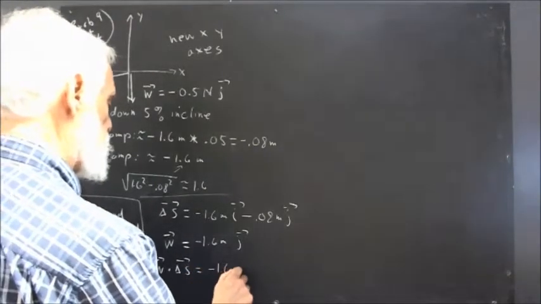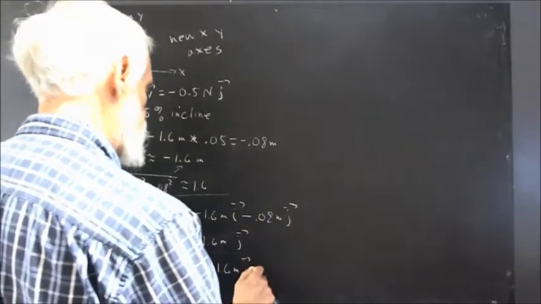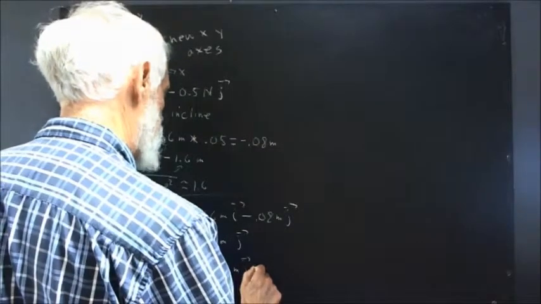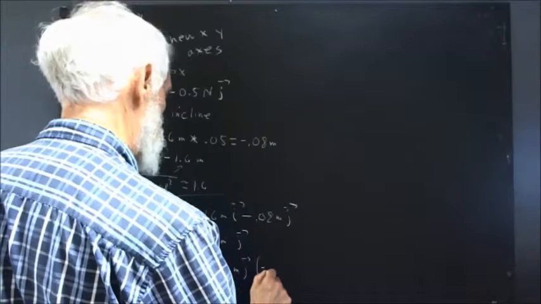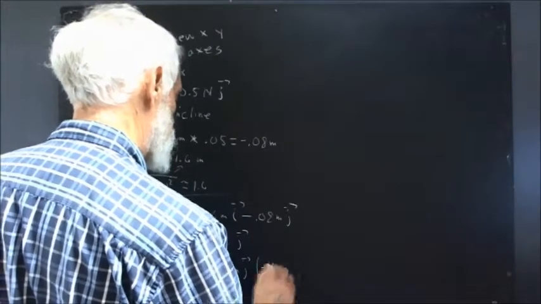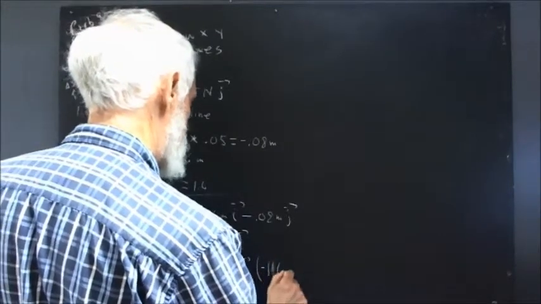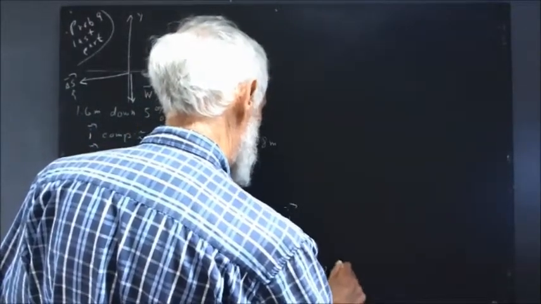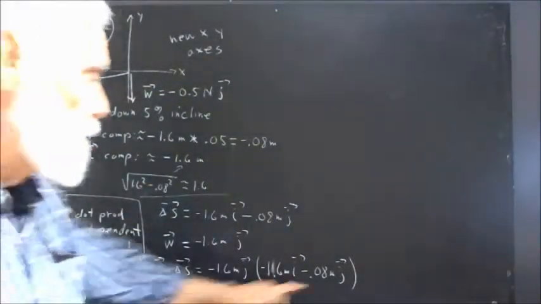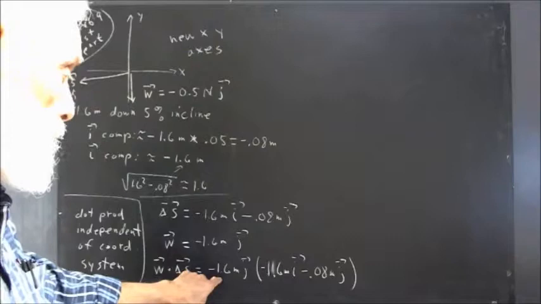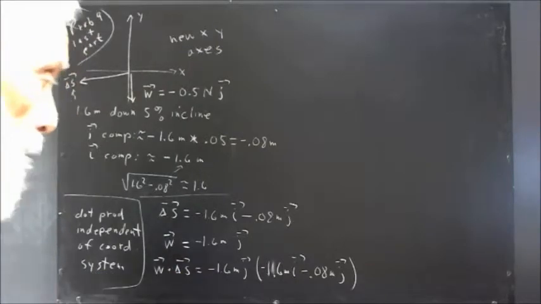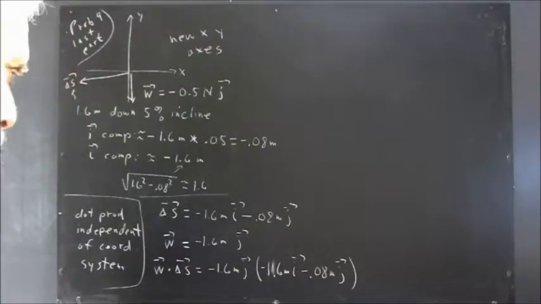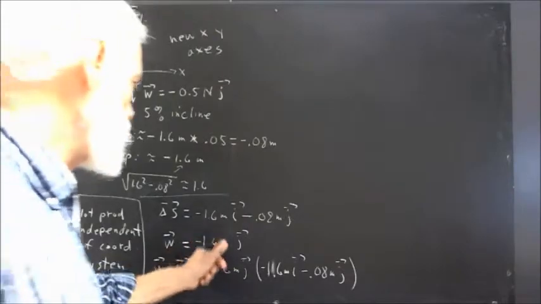negative 1.6 meters times j, and we're going to multiply that by negative 1.6 meters times i minus 0.08 meters times j, and we're going to get 0.08 meters times 1.6 meters, and it's not meters. What's going on? This is newtons.